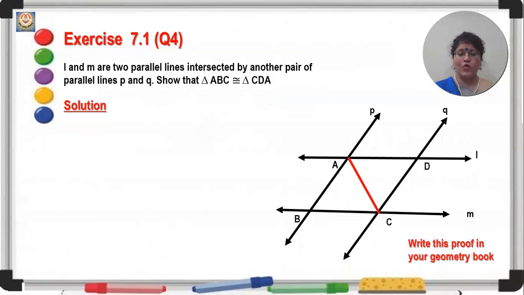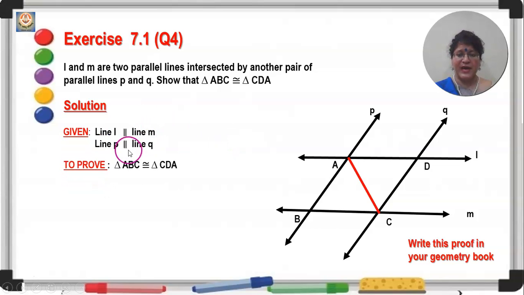Now question number 4, again an extremely important question. There are two parallel lines L and M and they are intersected by another set of parallel lines P and Q. You have to show that triangle ABC is congruent to triangle CDA. That is, these two triangles are congruent. So you write down what all is given. It is mentioned that the two lines are parallel and this is what you need to prove.